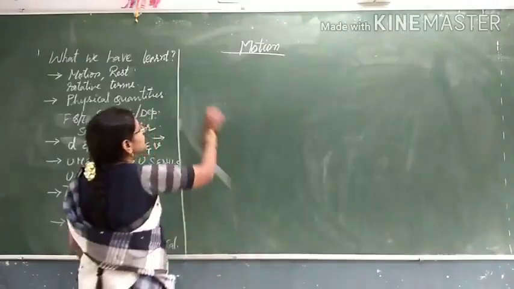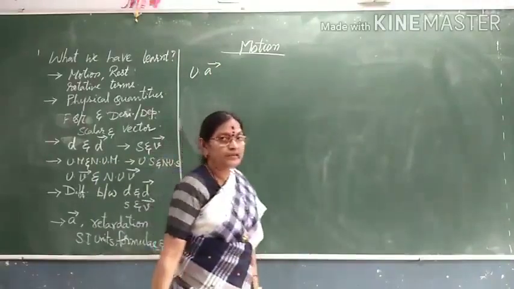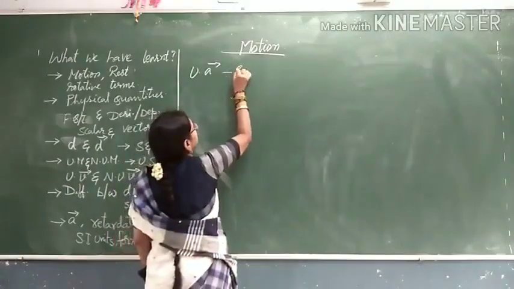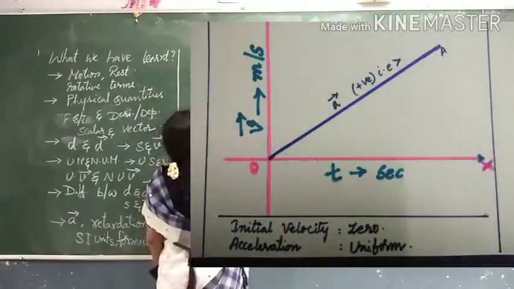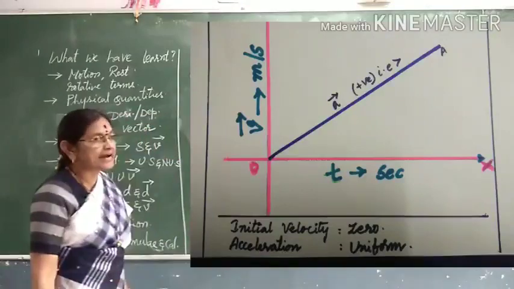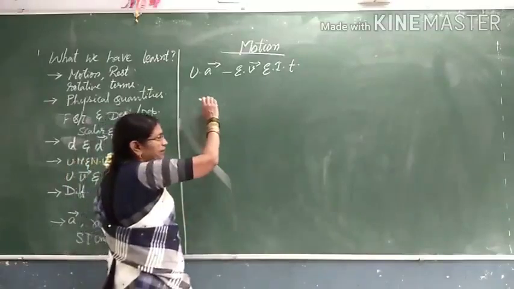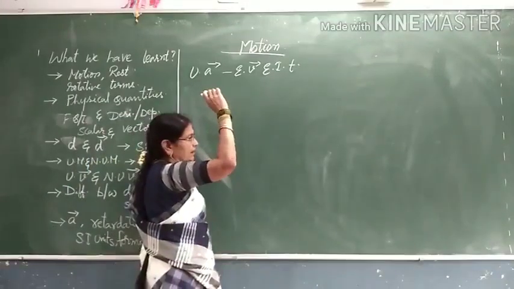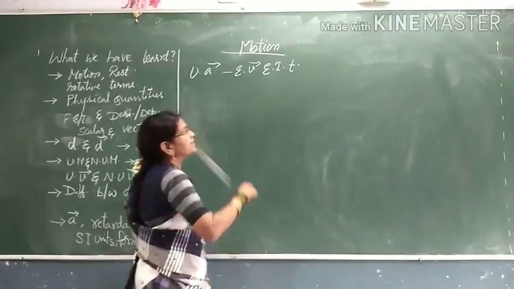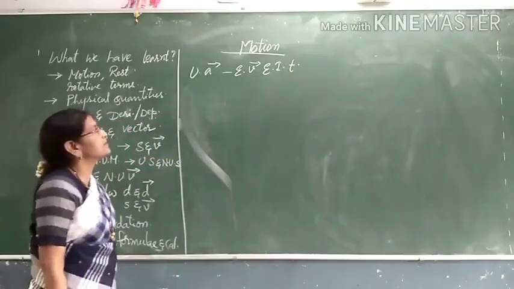Now coming to uniform acceleration. When a body is possessing equal velocities in equal intervals of time, then it is called uniform acceleration. What is it called? Uniform acceleration. When a body covers displacements in equal velocities while maintaining equal intervals of time, it is called uniform acceleration.